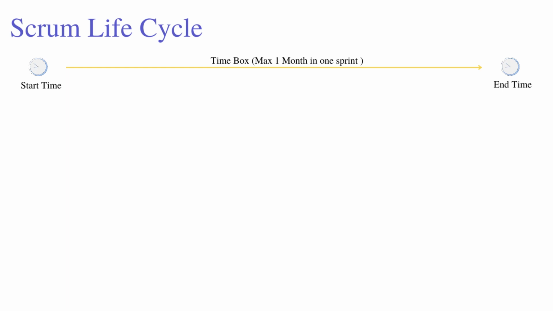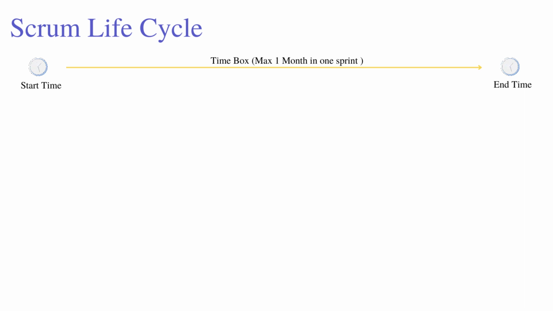Now let's start with Scrum Lifecycle. Time is the most important piece. Without timelines, there is no use of any project. When we start, there is always an end. That's why we call it a time box in Scrum. One more thing, this time box is a maximum of 1 month or 4 weeks.